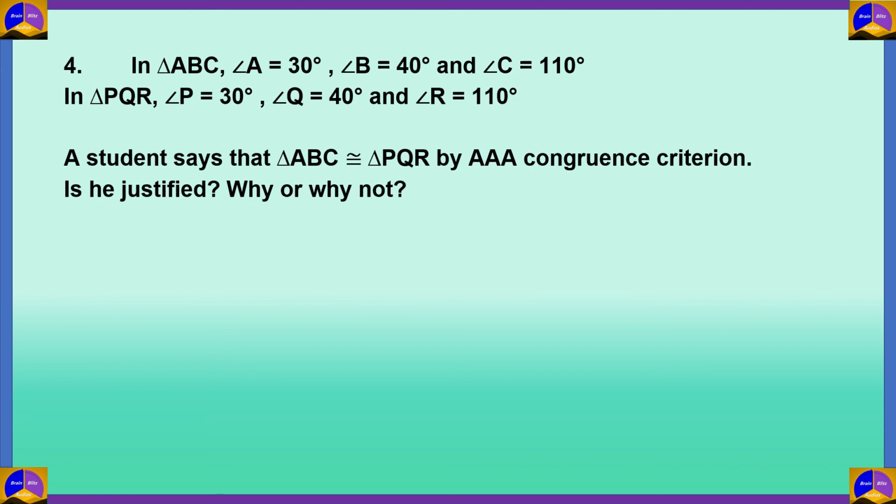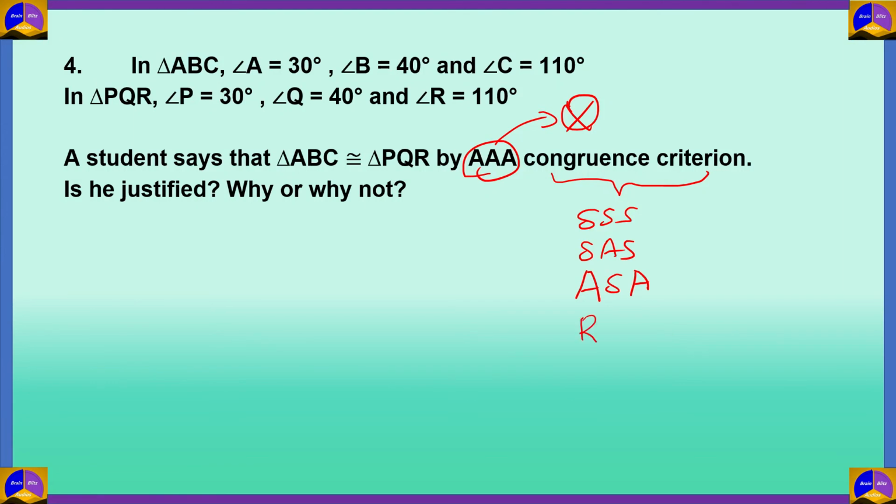Now for this question, let's look at what the student has given. Now the student says that the two triangles are congruent by the AAA Congruency Criterion. Now this is wrong because there is no such congruency criteria as AAA. There's only SSS, SAS, ASA, and RHS.